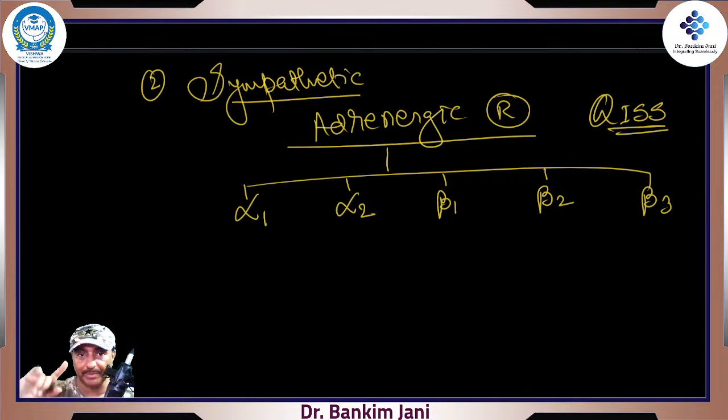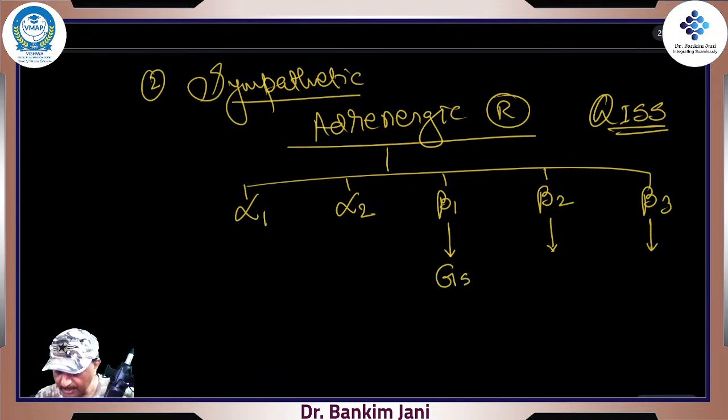Now see, beta 1, beta 2, beta 3, all of them are Gs, Gs, Gs. Now you know it. Gs means what? They all are stimulatory.